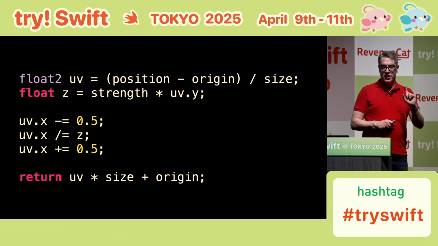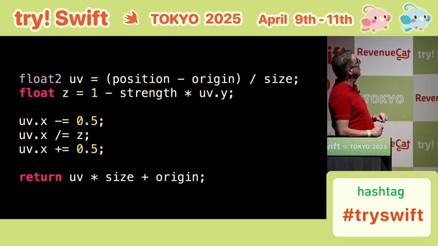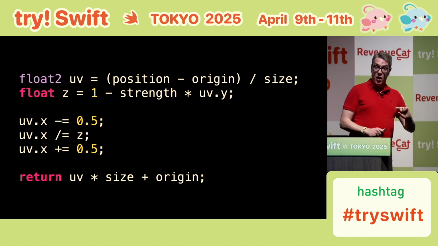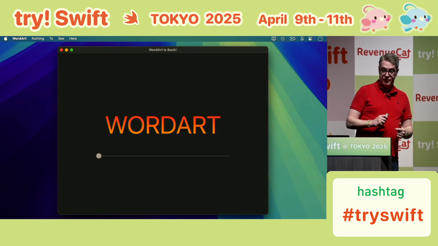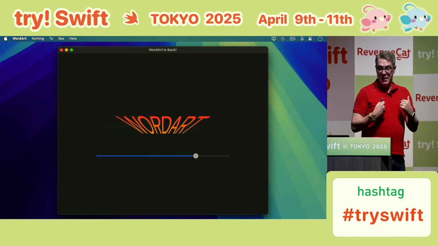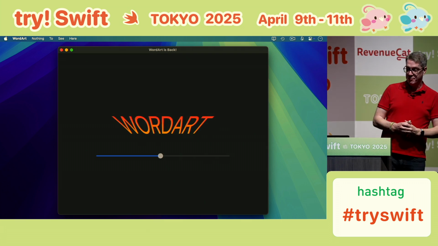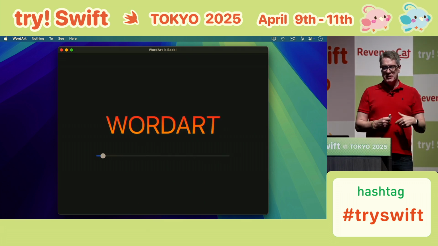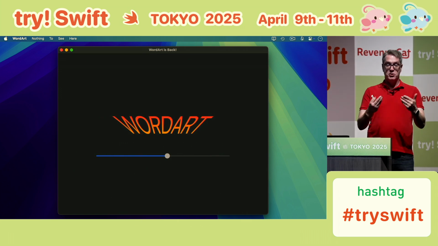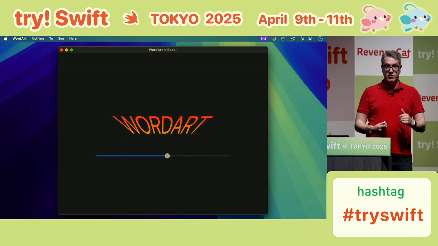To make it better, we're going to invert the z value. So rather than writing this, we will take it away from 1. We're flipping it around. So now a value of 0 means no effect, and 1 means maximum effect. But we're also making the perspective go the other way. It's getting small at the bottom rather than small at the top.